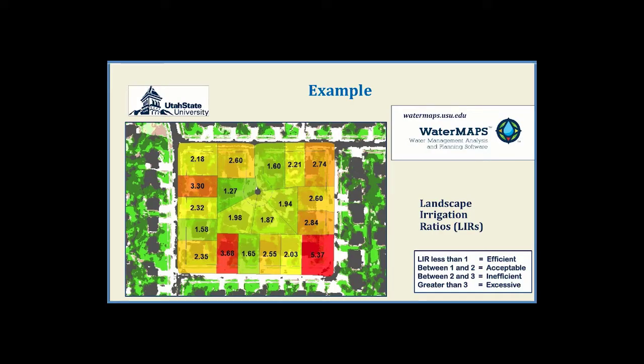Here's one example of such a tool, one that we've been working on here at Utah State University, called Water Maps, Water Management Analysis and Planning Software. It's designed to analyze residential water use across a whole service area by calculating landscape irrigation ratios that compare water used on landscapes to the water that's needed on those landscapes, and then to benchmark that use into different categories to give people the signals as to how acceptable or efficient or perhaps inefficient their water use is.